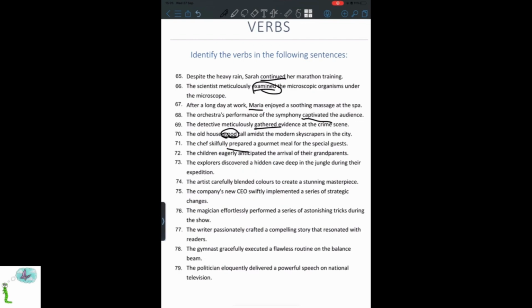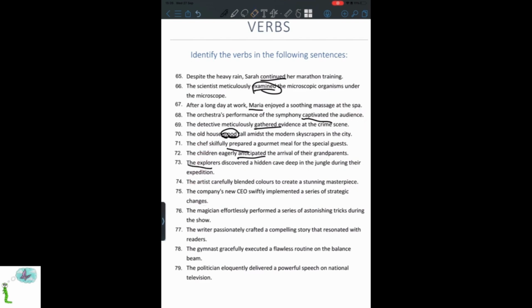The children eagerly anticipated, that's the word, the arrival of their grandparents, because the children are the subject, not the grandparents. Because you just have to think about what the sentence is really talking about, and it's talking about the children here, and with the orchestra it's talking about the audience. Like, the whole purpose of the sentence is to tell you what happened to the audience.